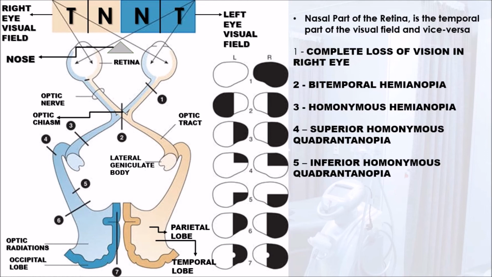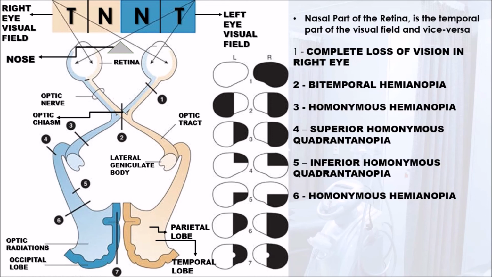So number 6, again, homonymous hemianopia. Just repeated it here so that you have a fair idea that there are two sites along the visual pathway. When there's damage to either the optic tract or the lateral geniculate body, you would get a homonymous hemianopia.